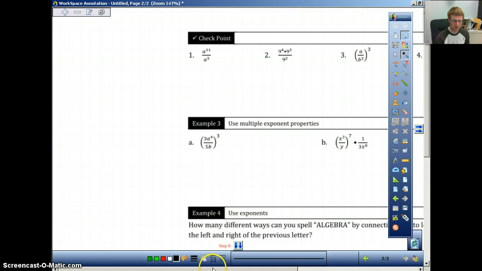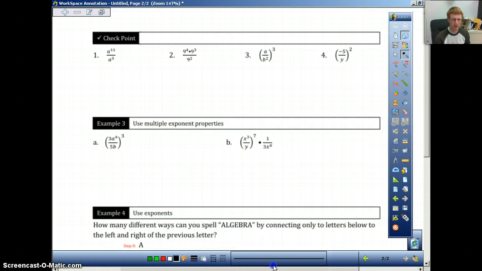You guys have checkpoints to do. So go ahead and take a couple minutes to do these four problems. Hit pause on the video for now, so that way you have some time to do those on your own. So go ahead and just hit play when you're ready.